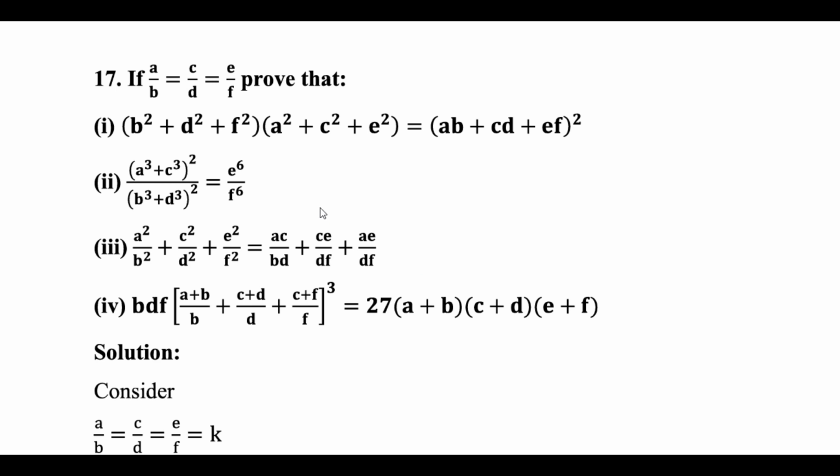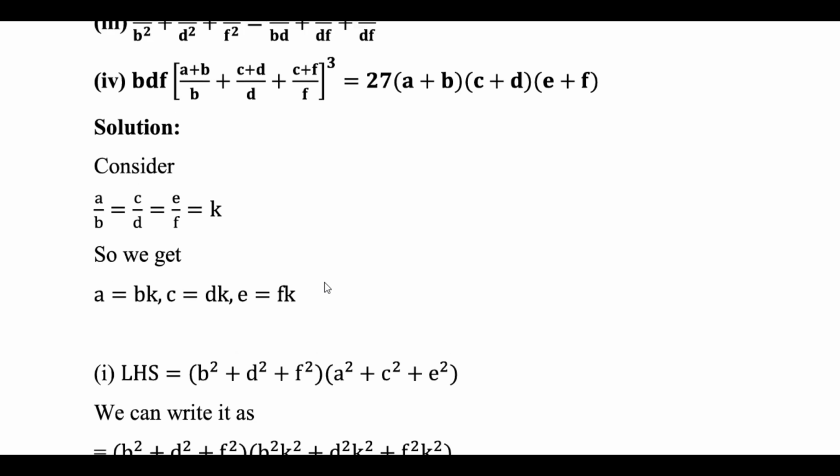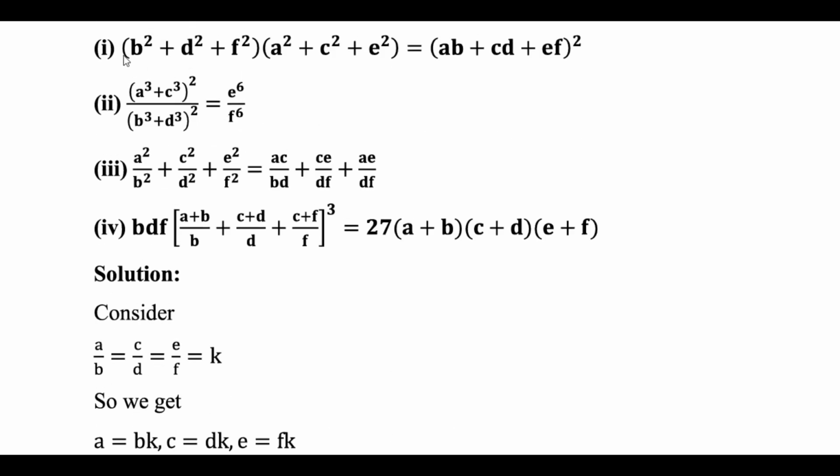So let's come one by one. a/b = c/d = e/f = k. Accordingly, a = bk, c = dk, e = fk. This is your first job. After that, come to the left hand side.